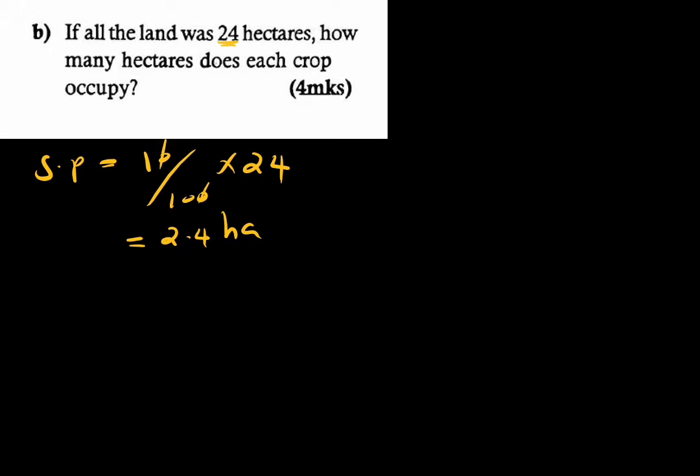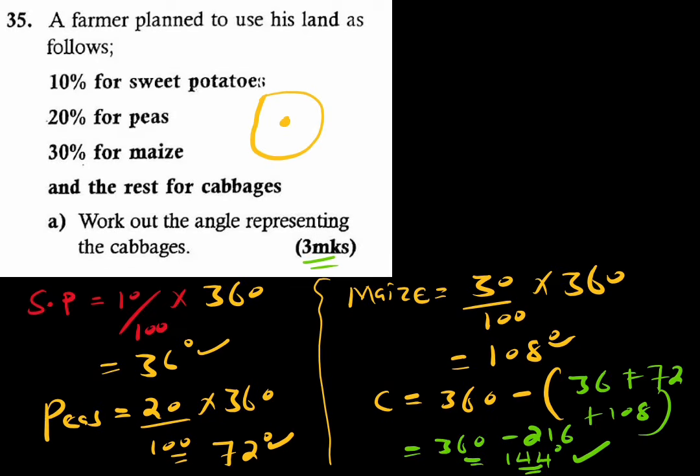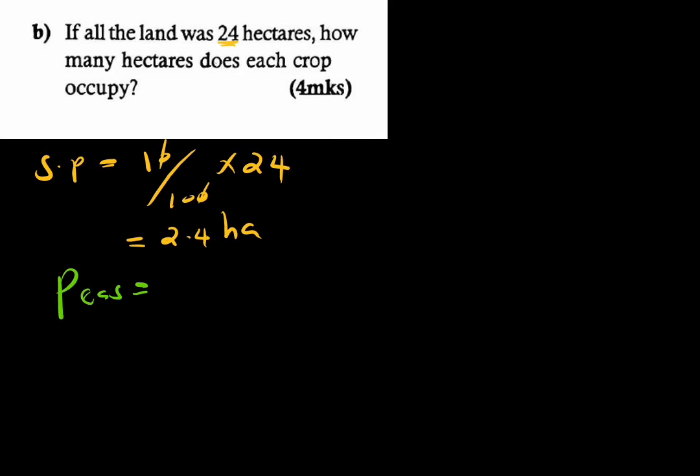You continue to pears. For pears, the percentage is 20%. So it is 20 over 100 multiplied by 24. So you can see, the zeros cancel, 2 times 24 is 48, divided by 10, we get 4.8 acres.